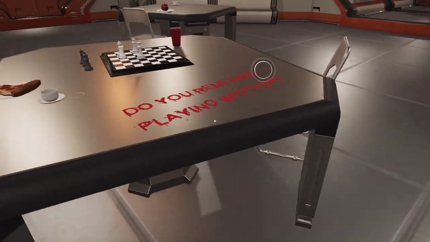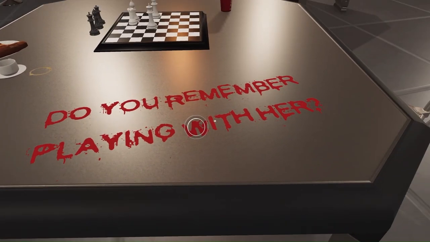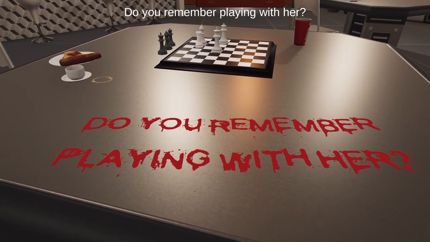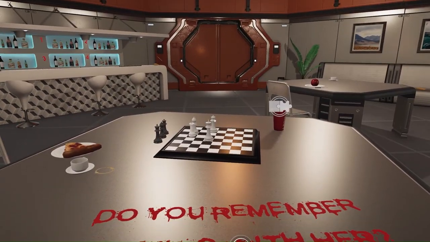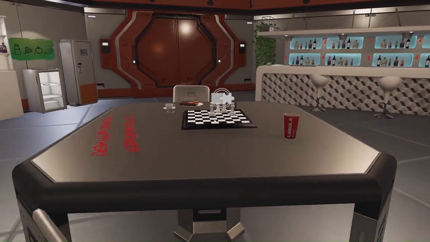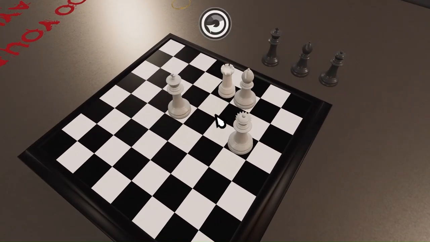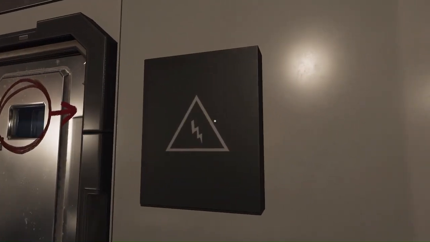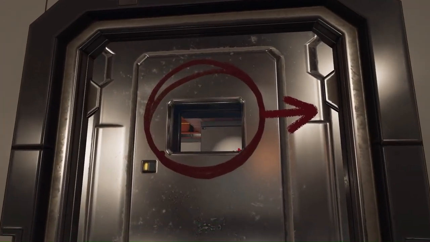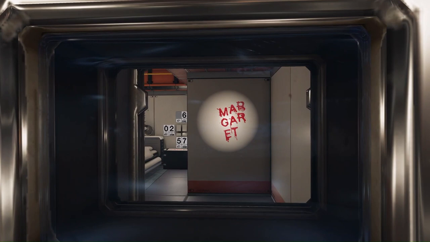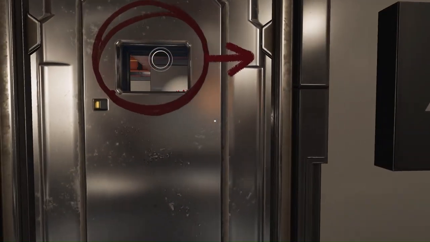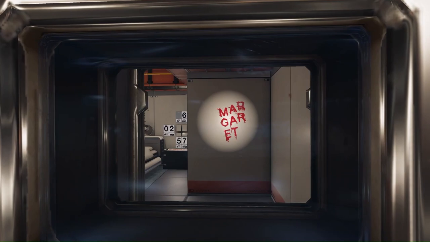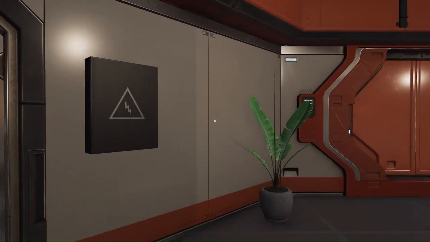Ooh, fancy pizza now. Do you remember playing with her? Do I remember? Remember the 5th of November. No, sorry. Voltage. Margaret, and then there is a 60257 something. Sorry, 60257. That's it. It's Margaret and 60257.